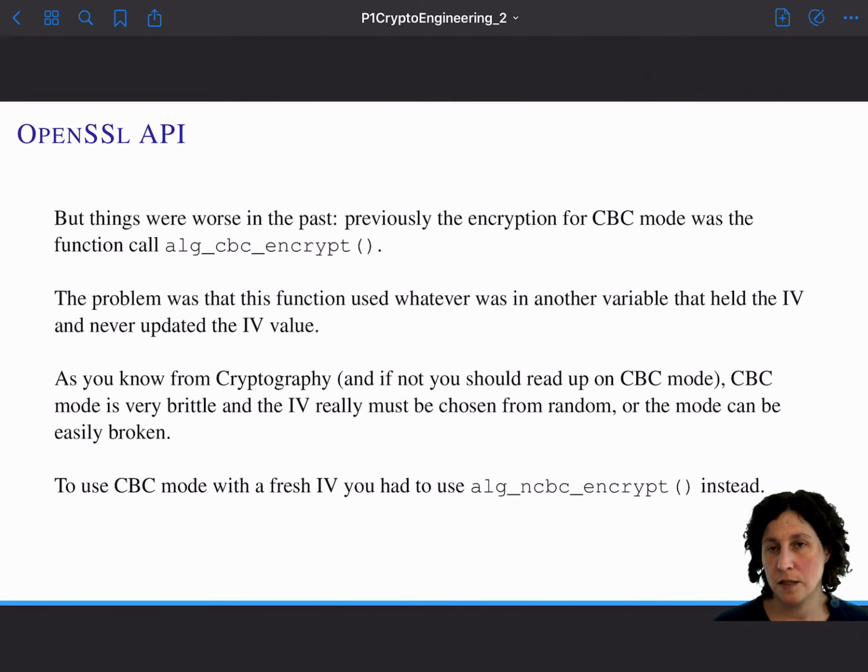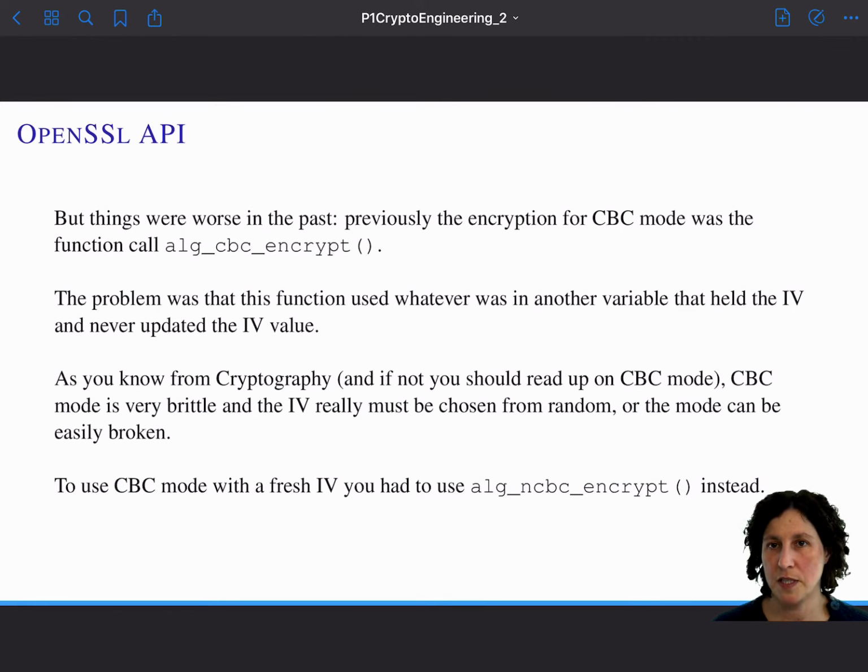Now, this is a problem in the tutorial, but it has perhaps come from the fact that in OpenSSL, the function call for CBC encryption was also slightly ambiguous. Namely, if you called ALG, so that would be AES or DES or whatever, then underscore CBC underscore encrypt, this function did not use the CBC mode correctly because it would not update the IV that was currently held in an IV field somewhere. And as I said before, having a random and freshly chosen IV is not optional for CBC. It is absolutely mandatory.